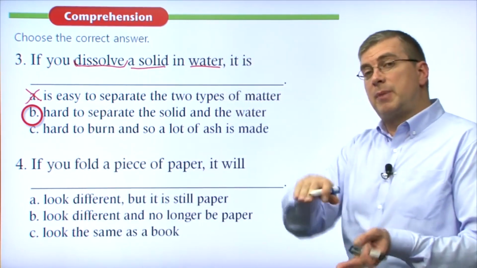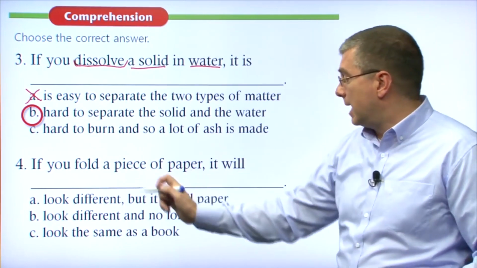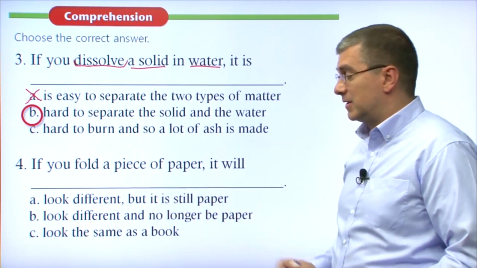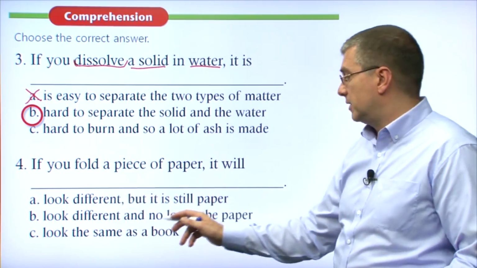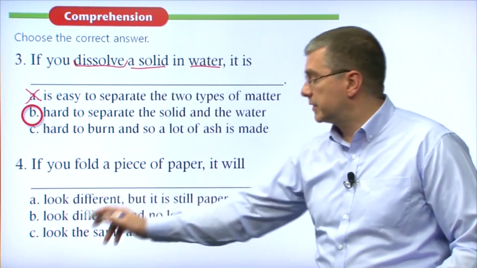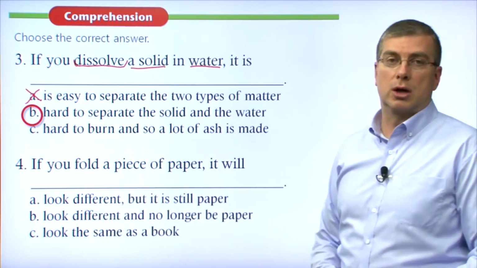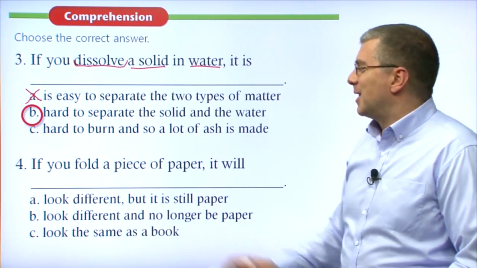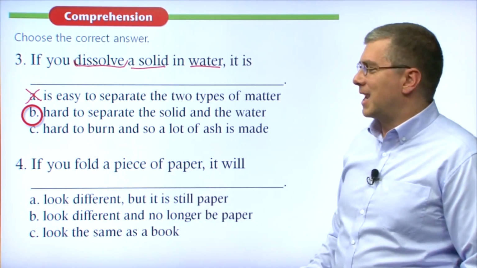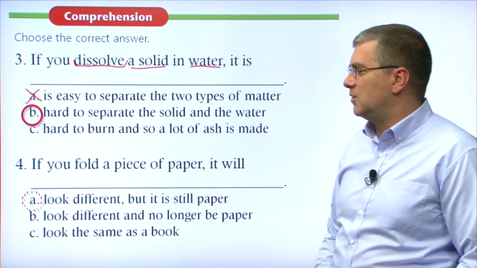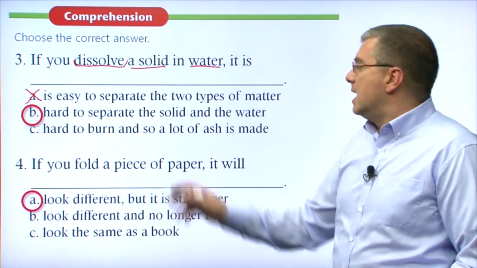If you fold a piece of paper, it will, A, look different, but it is still paper. B, look different and no longer be paper. Or C, look the same as a book. Well, of course, you probably got the right answer, right? Which is it, A, B, or C? If you chose A, you're correct.